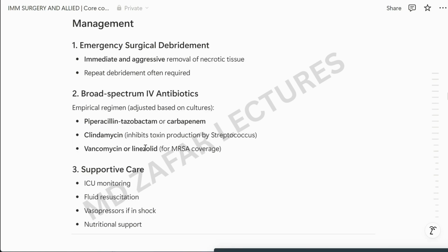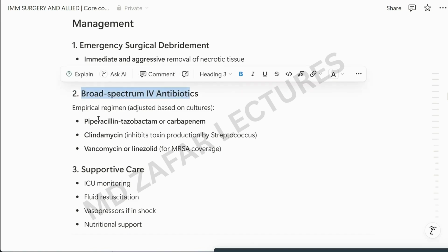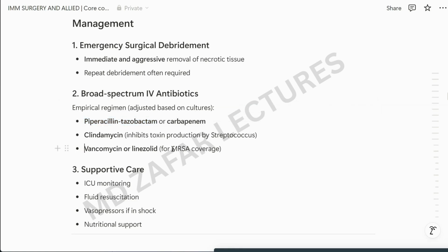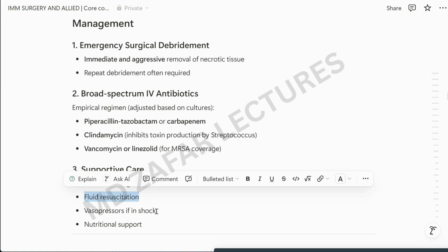In terms of management, we have emergency surgical debridement as the cornerstone for the management of necrotizing fasciitis. Immediate and aggressive removal of necrotic tissue is the mainstay of treatment, followed by broad spectrum IV antibiotics. Different antibiotics are used: piperacillin along with tazobactam or a carbapenem, followed by clindamycin or vancomycin if MRSA coverage is required. Apart from these, supportive care like ICU management, fluid resuscitation, vasopressors if the patient is in shock, and nutrition support can also be of help.